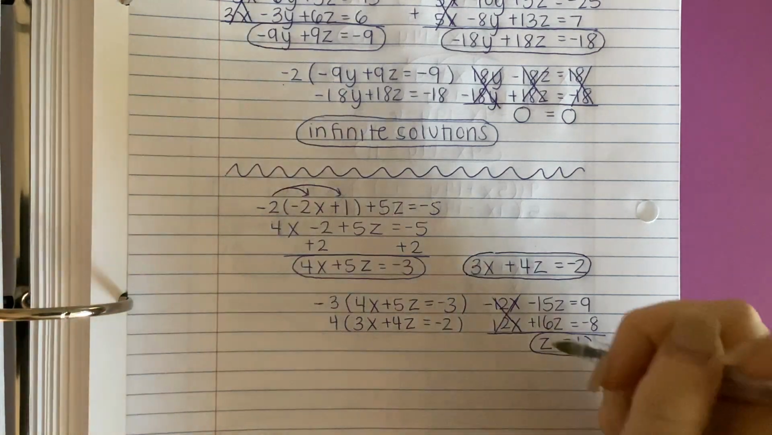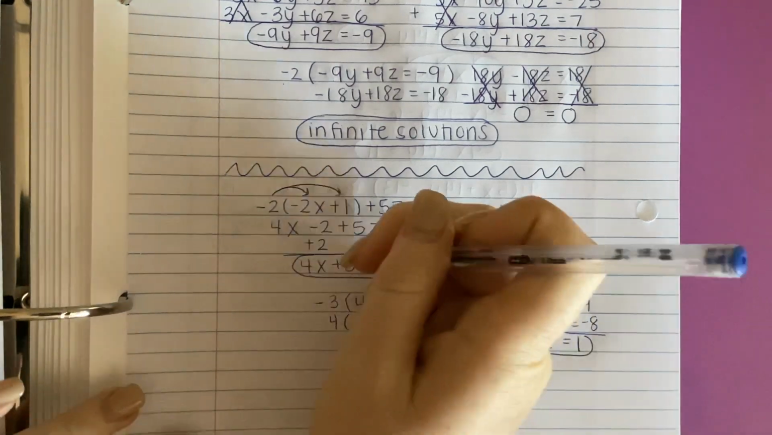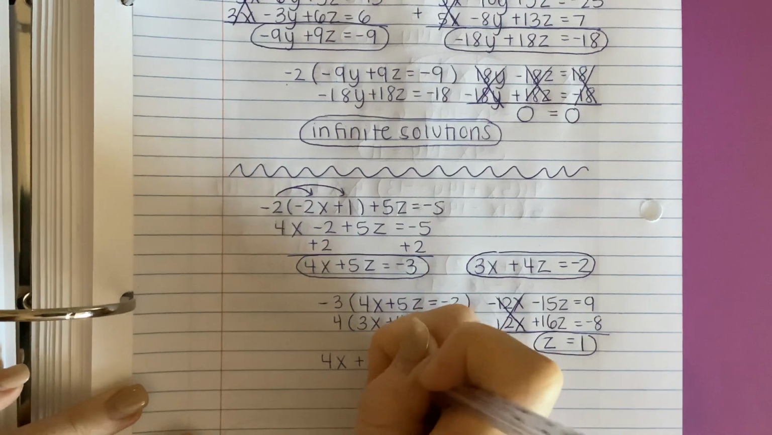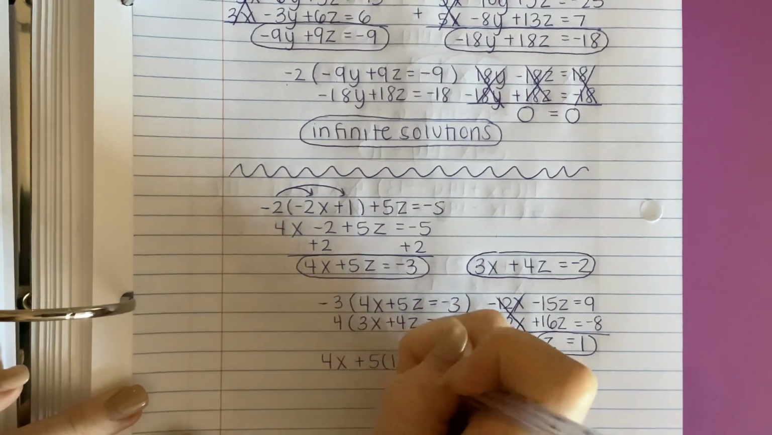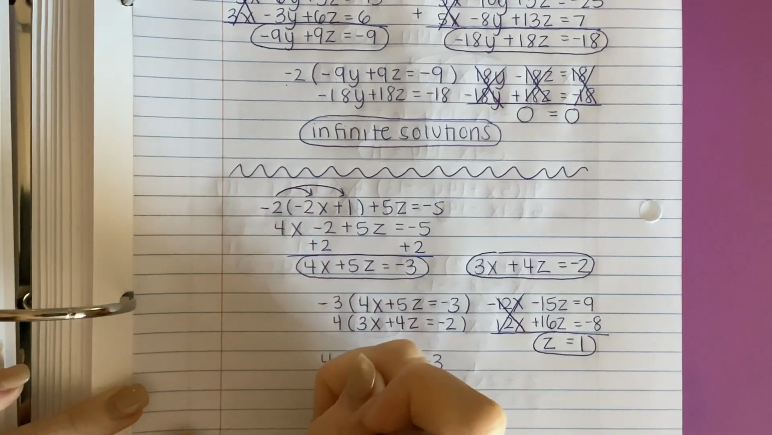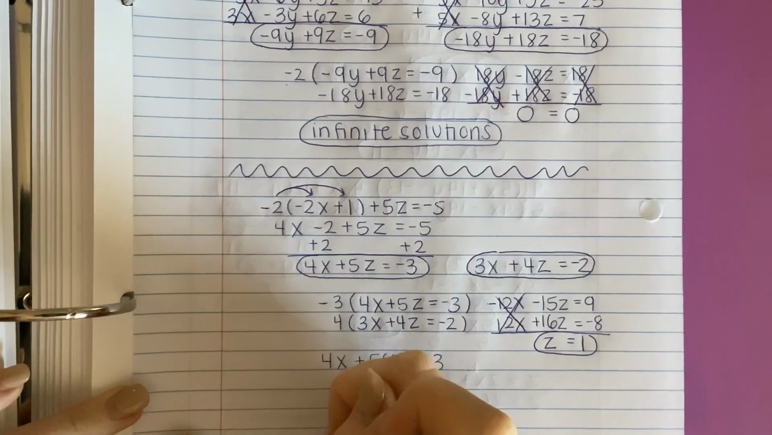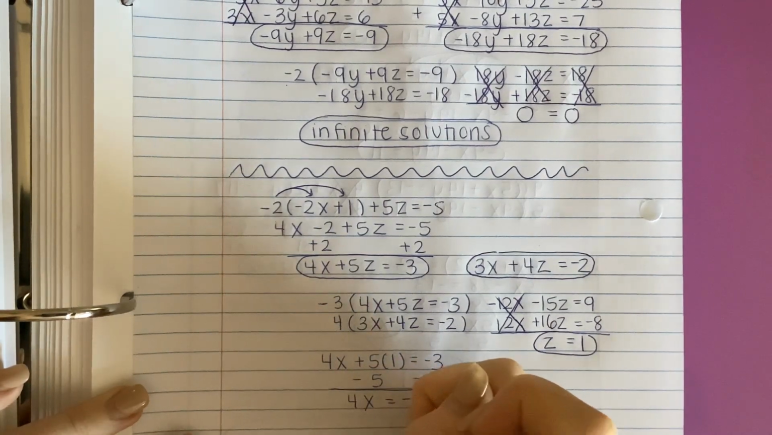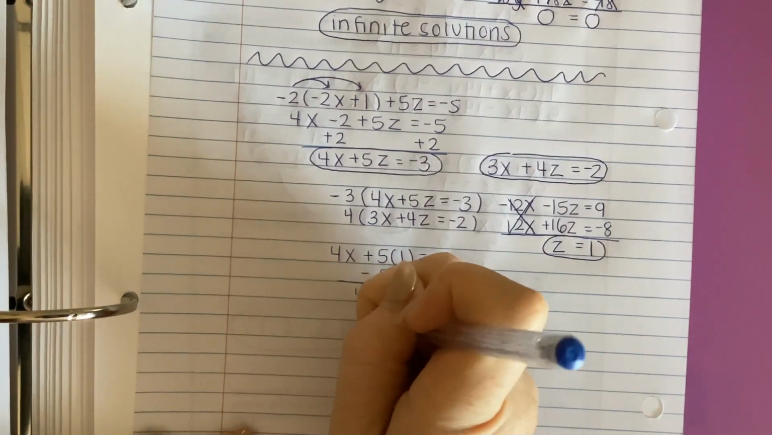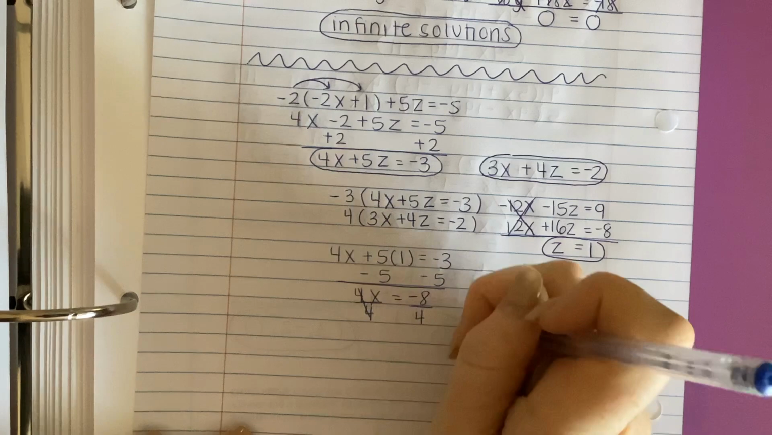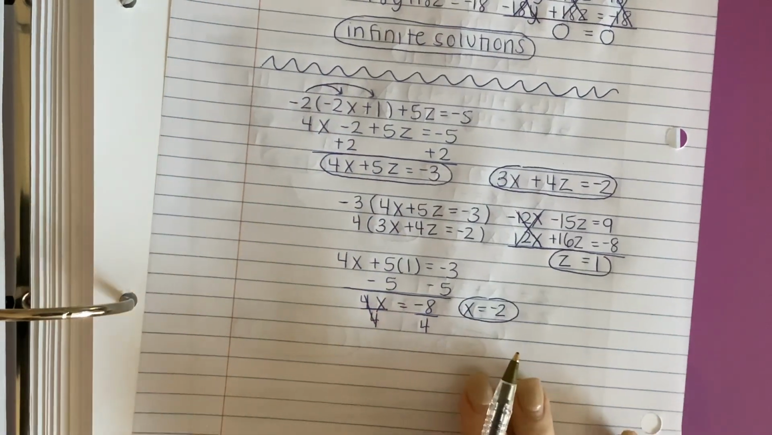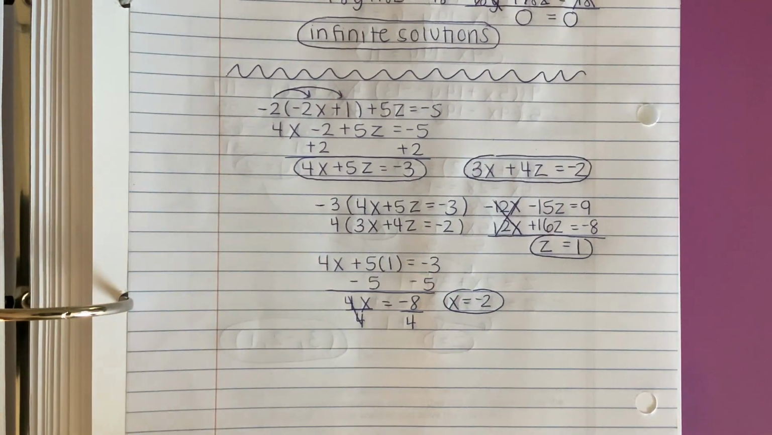Then you take that and plug it into either one of these equations. So if I plug it into this first equation, I would have 4x plus 5 times 1 is equal to negative 3. So I would subtract 5, and I would get that 4x is equal to negative 8. Divide by 4, x is equal to negative 2. So I've solved my 2x2 system. I've solved x, I've solved z.